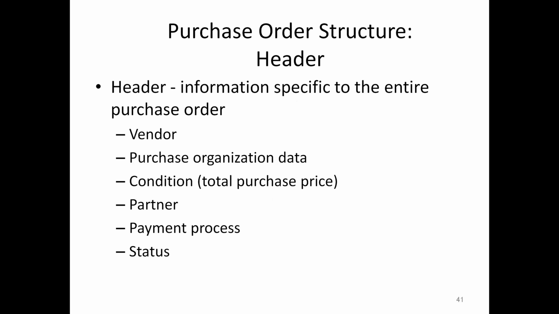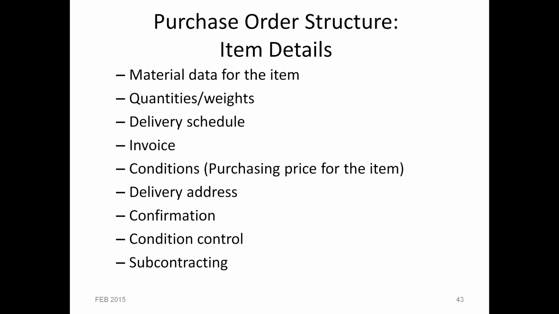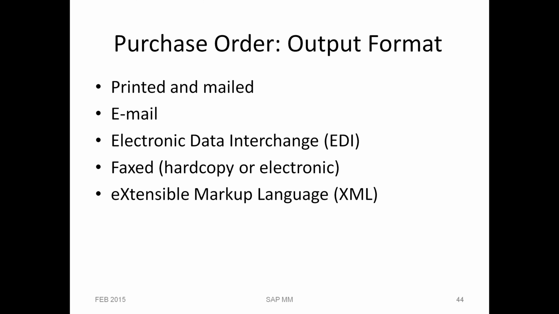Okay. This is your header structure, which we have already talked about: vendor, purchasing organization, condition, partner, your payment process, and status. This is the line item. You have all these things at the line item level: item category, material ID, materials, delivery date, net price, currency, plant, and storage location. This is an item detail structure. That is what I was telling you about: quantities, weight, invoice, conditions, and all this. We'll go into detail.